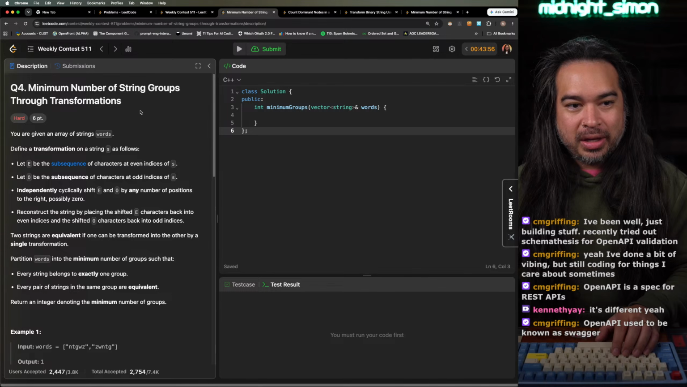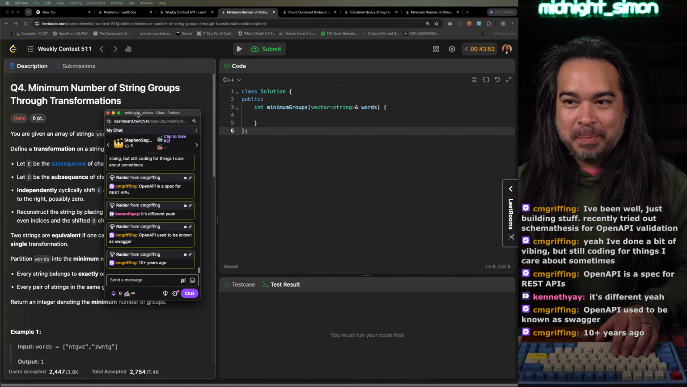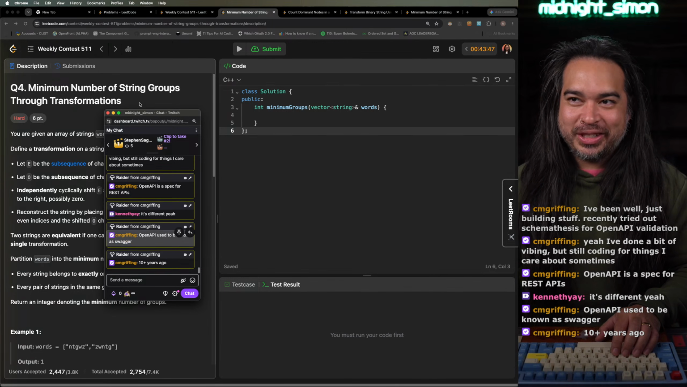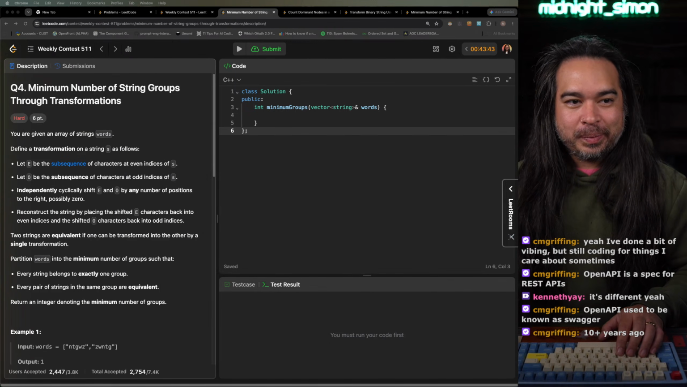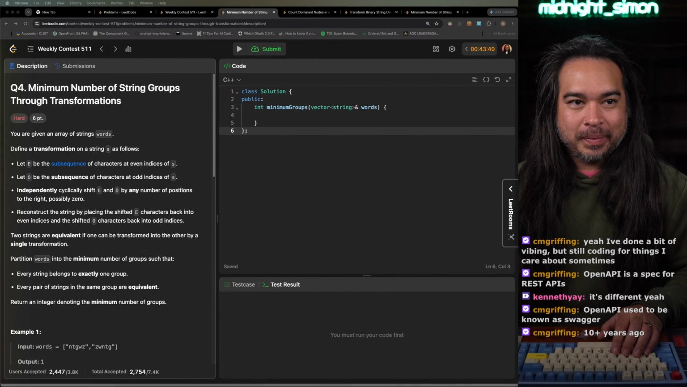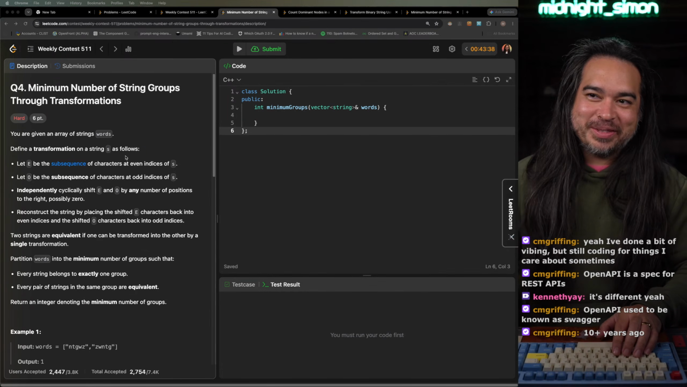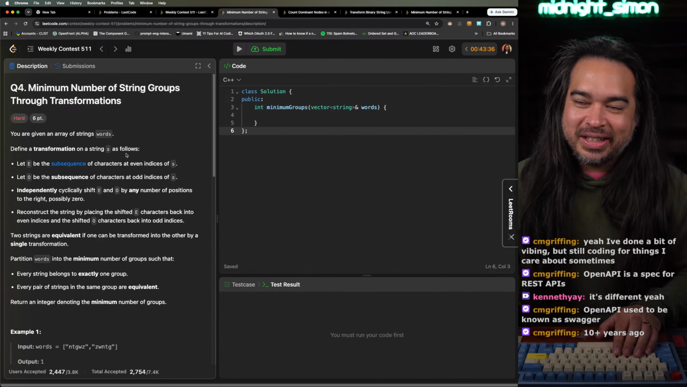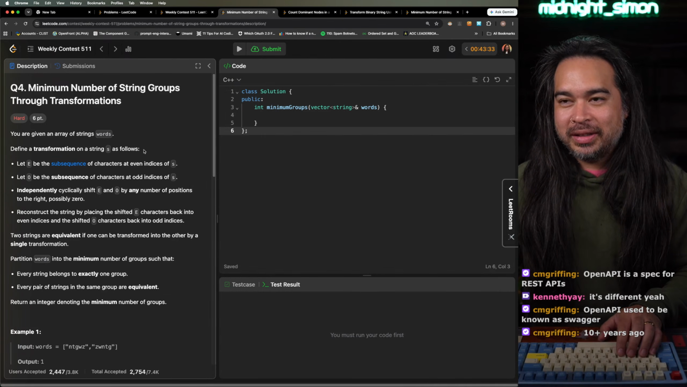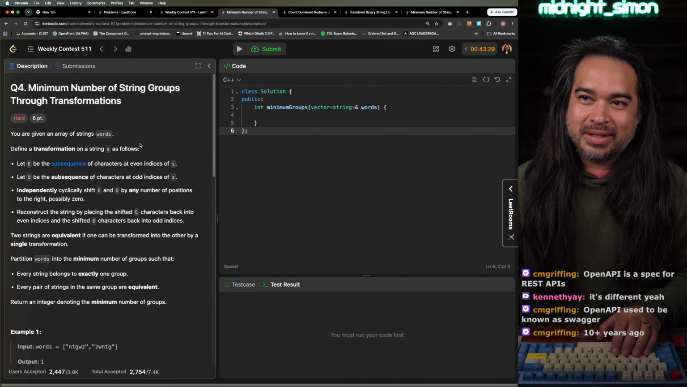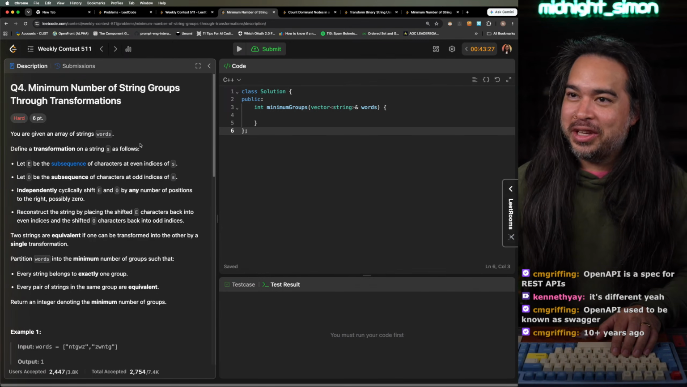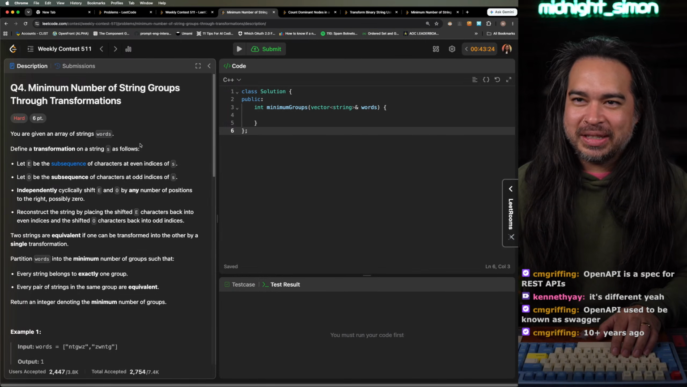OpenAPI used to be known as Swagger 10 plus years ago. I think I've heard the name Swagger, but I don't really remember. Interesting. Yeah, vibe coding is crazy, man. It's crazy how wild it has become, or how capable things have become in the last, even just like year or so. Less than a year, man.